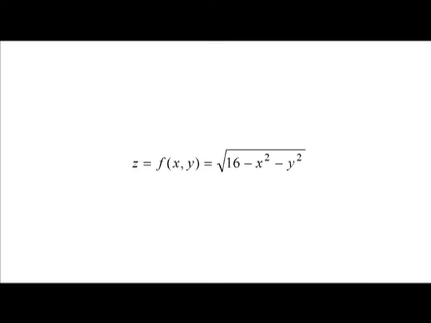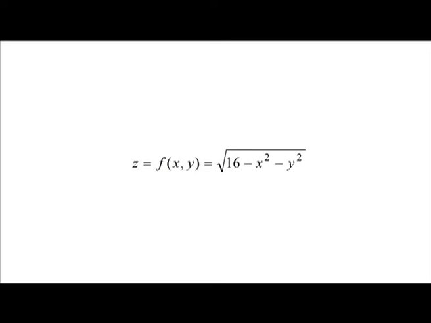As another example, let us examine that the graph of the function z = f(x, y) = square root of (16 - x² - y²) is the hemisphere above the xy-plane. Since the square root function gives a real number only when the argument is a non-negative real number, the square root of (16 - x² - y²) gives a real number when 16 - x² - y² is greater than or equal to 0.